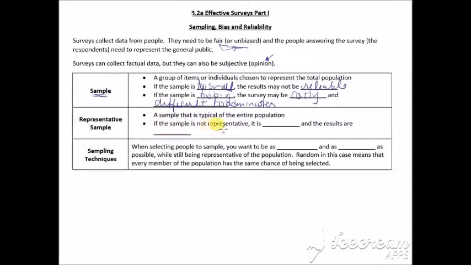So if the sample is not representative, it is biased. And the results are invalid. Okay, and sampling techniques. When selecting people to sample, you want to be as fair and as random as possible. Fair and random, while still being representative of the population. Random, in this case, means that every member of the population has the same chance of being selected.